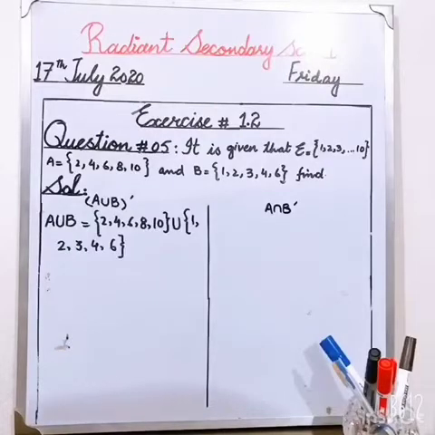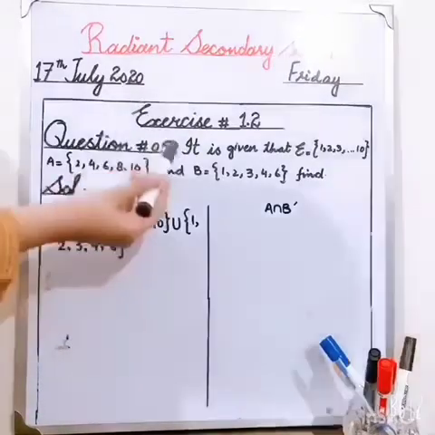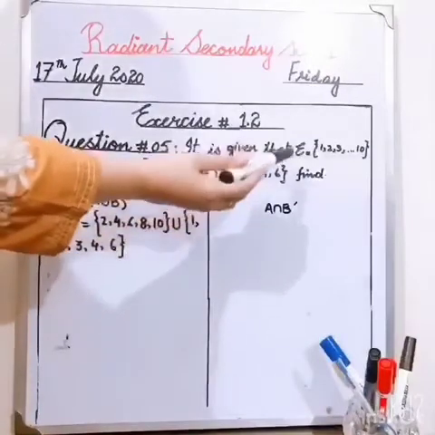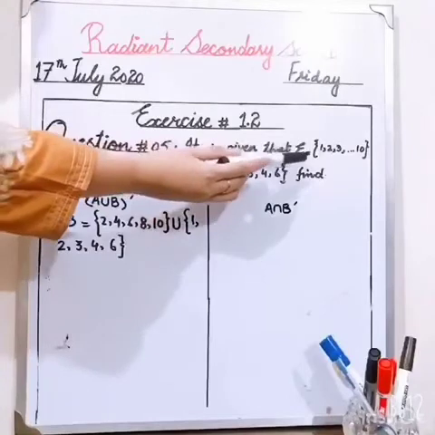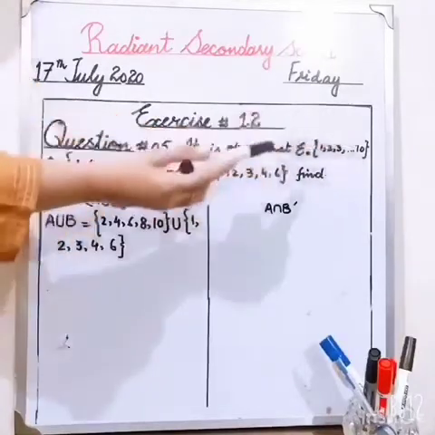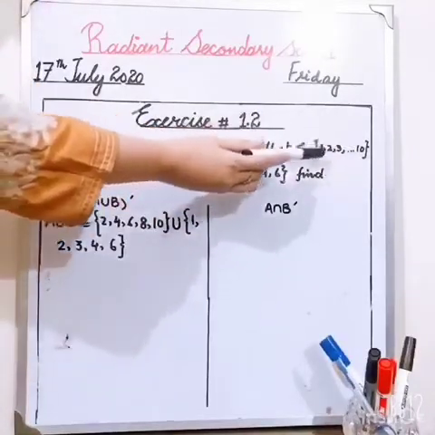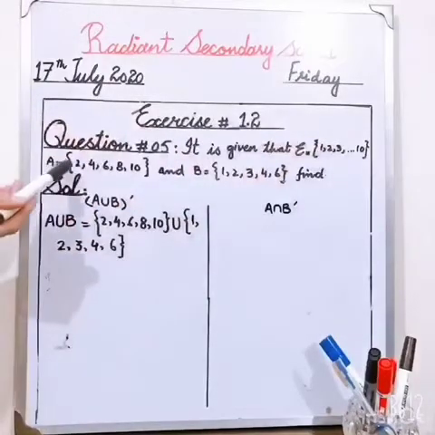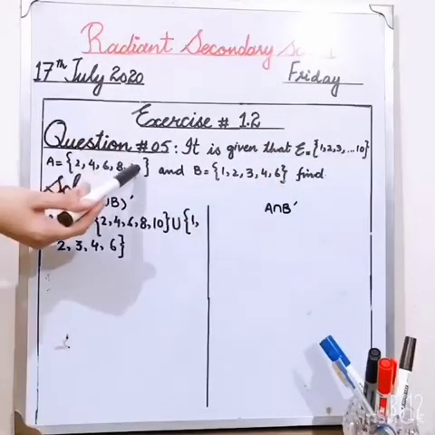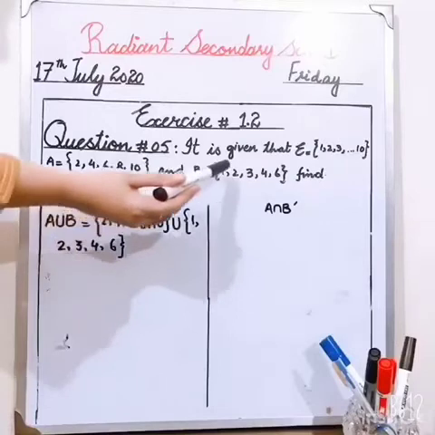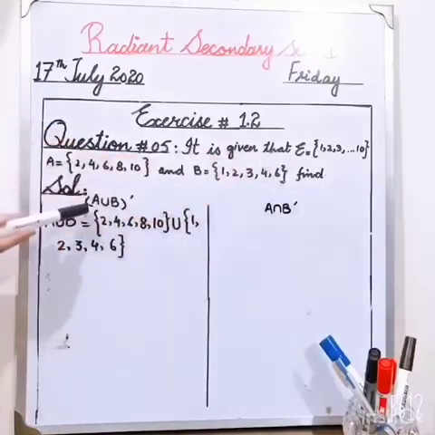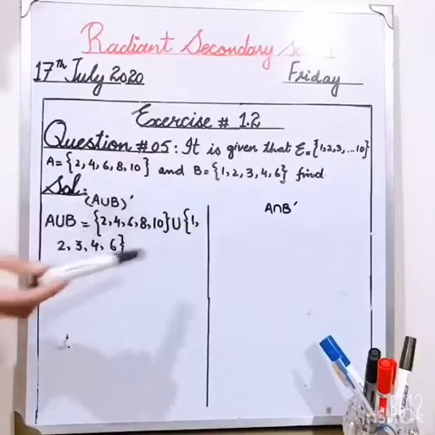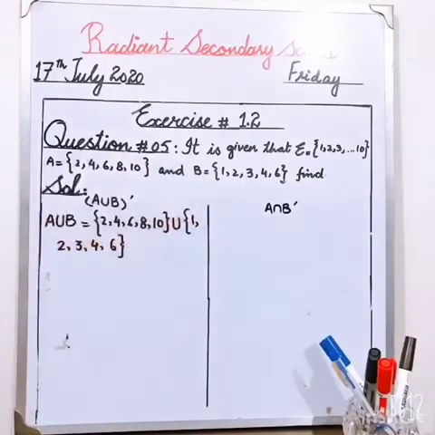In the question he is saying that it is given that E, which can also be U, is equal to 1, 2, 3 up to 10. Up to 10 means all the elements from 1 to 10. A is equal to 2, 4, 6, 8, 10. B is equal to 1, 2, 3, 4, 6. What you have to do is find (A union B) whole complement and A intersection B complement.